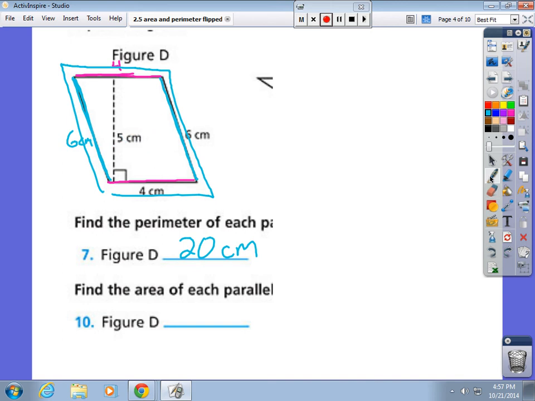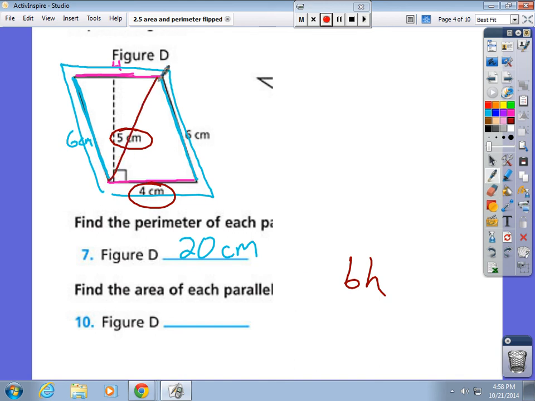Now I'm going to erase some of that stuff just because I now care about my height as I'm doing area. For the area, I do care about my height. Area is 1/2 base times height to find the area of a triangle. So now I care about my base and I care about my height. But wait a minute, we're not using a triangle this time. We are using two triangles together, so we don't need to do 1/2 base times height. We're just doing base times height.